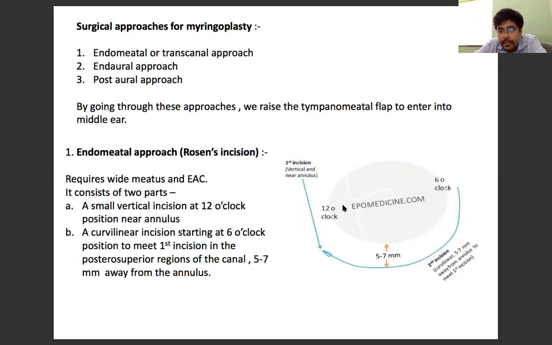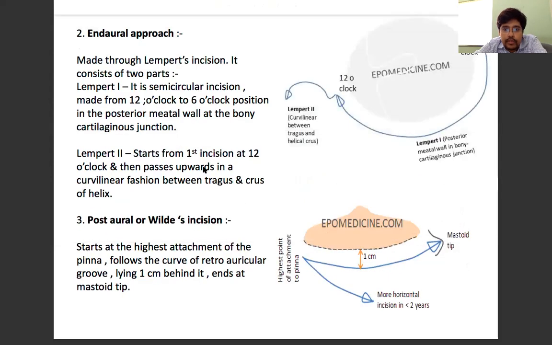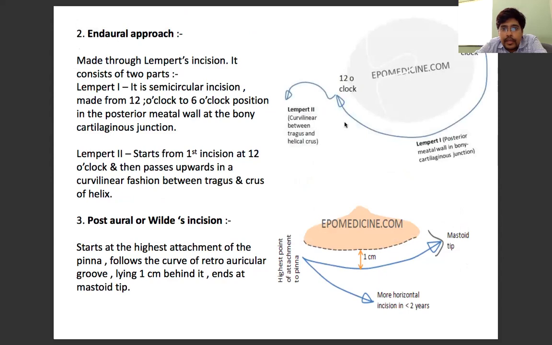This is the tympanic membrane. This is the handle of malleus. This is 12 o'clock, 6 o'clock. You will take an incision like this, a vertical incision, and then a curvilinear second incision. This is the endomeatal approach. What is the endaural approach? The same way, you take a vertical incision and you extend it till the tragus and the helix crus. If you see your pinna, this is the tragus and this is the helix. In between, you extend. So that is endaural.